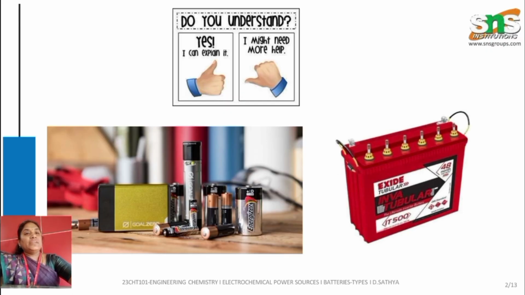So, do you understand what is meant by battery? There are two types of battery, the normal batteries and also the UPS battery and rechargeable batteries. So, the batteries are of two types. One is the primary battery and the second one is the secondary battery. In a primary battery, it's non-rechargeable. In secondary batteries, they can be recharged.